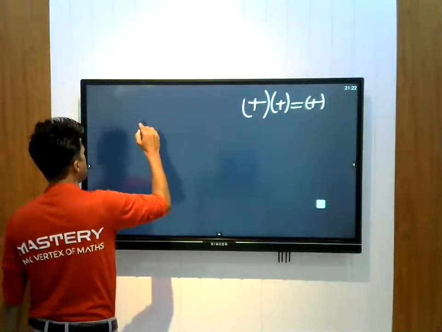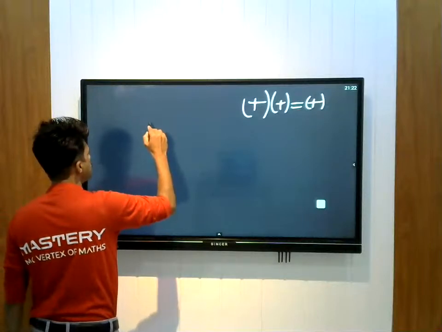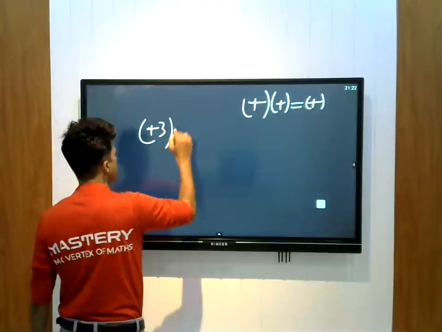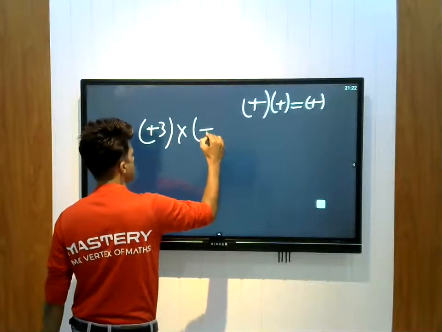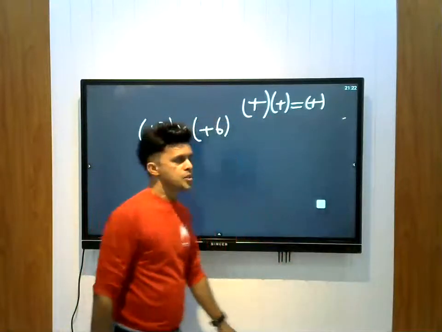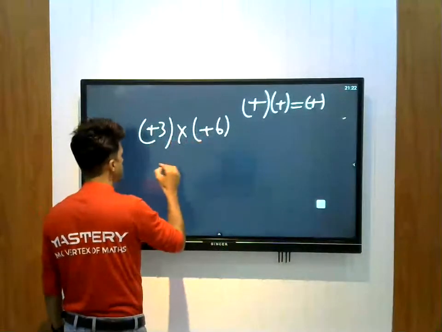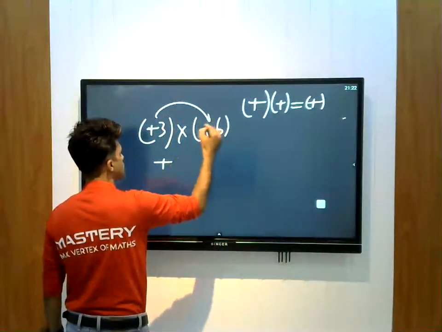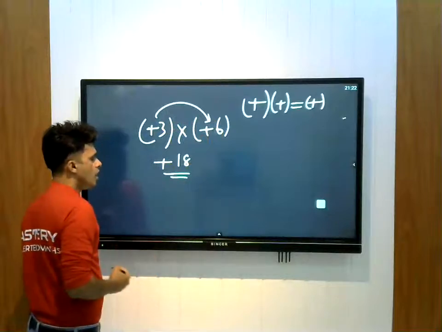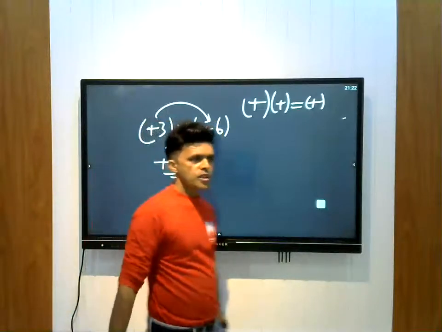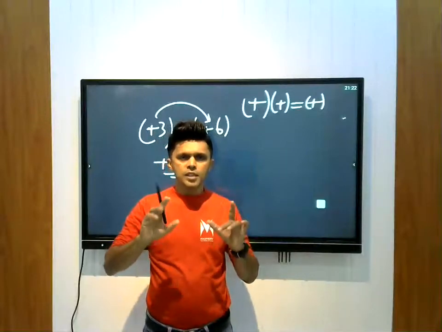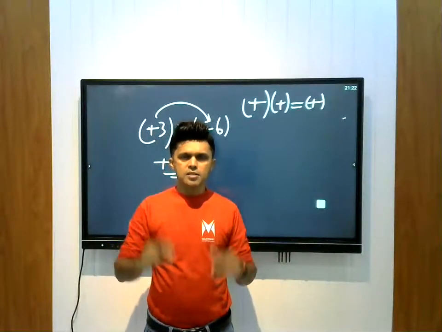So next one, how can you do this one? Plus 3 into plus 6. Then you know that plus into plus is plus. So plus into plus is plus, and 3 times 6 is 18. Then you need to know this relation. What's the relation? Plus into plus is plus.